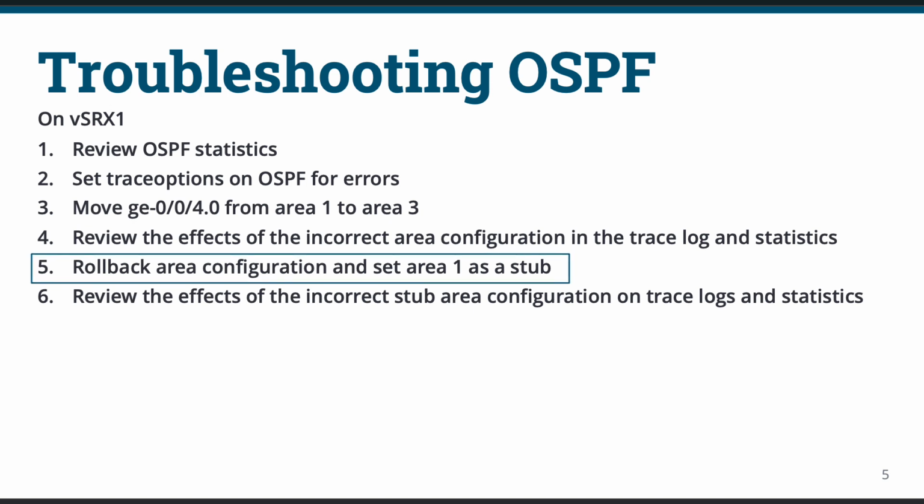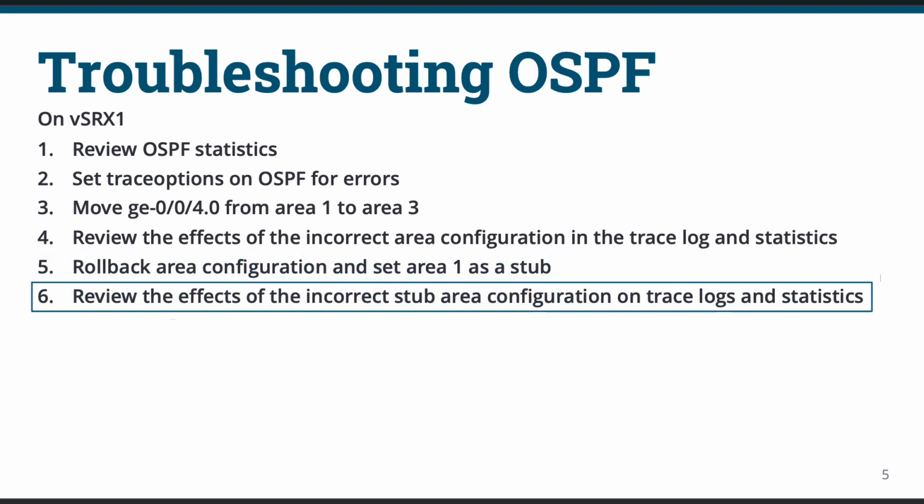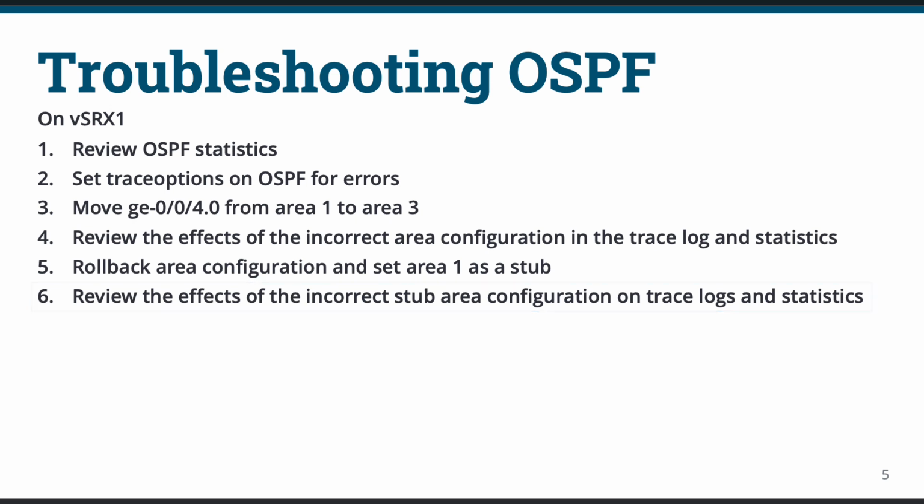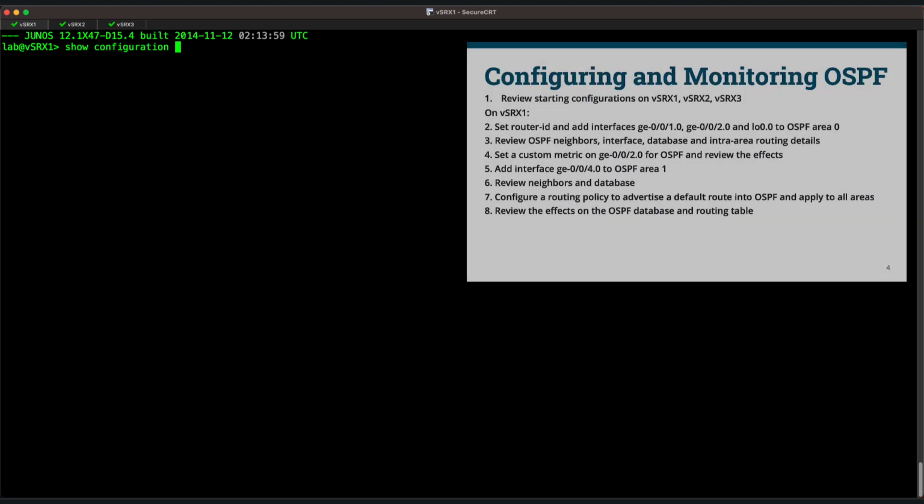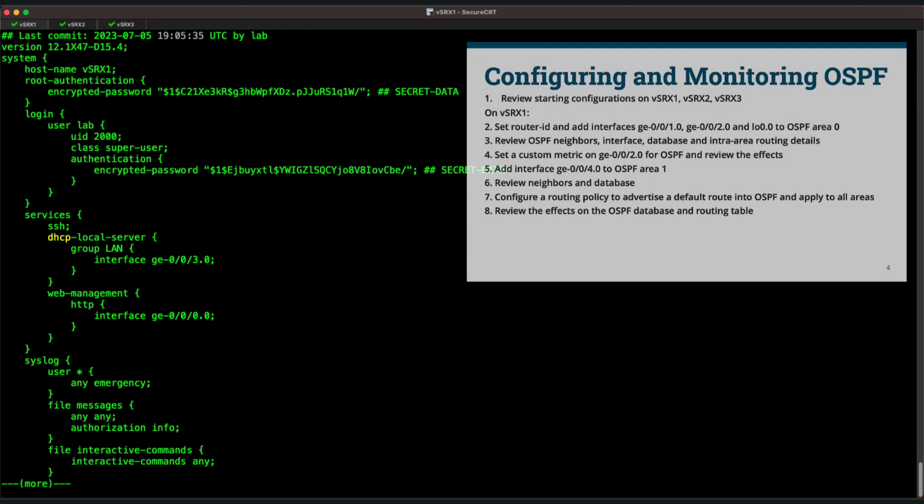Once committed, we'll review the statistics once more and the trace options log file to see the effects of the stubness mismatch. And that'll be it. Let's jump on into the devices and get started. First, we'll review the starting configuration on VSRX1.